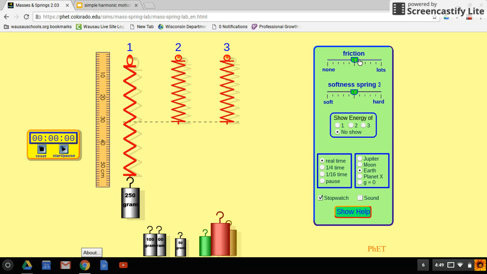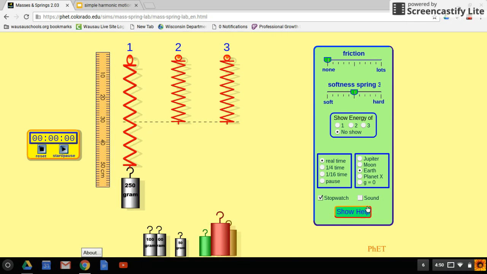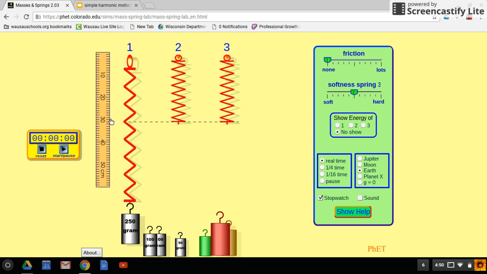Now, the reason it dies out is because of friction. If I get rid of friction and I pull on this mass again, now it's just going to keep oscillating back and forth forever and ever, the same period until eternity. And so that's kind of a neat thing. Boing, boing, whatever.